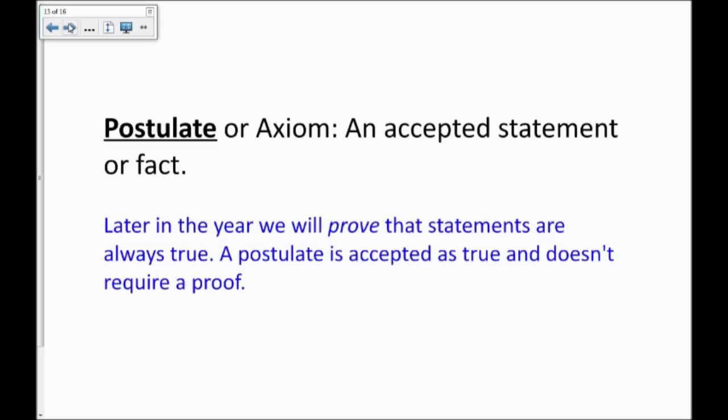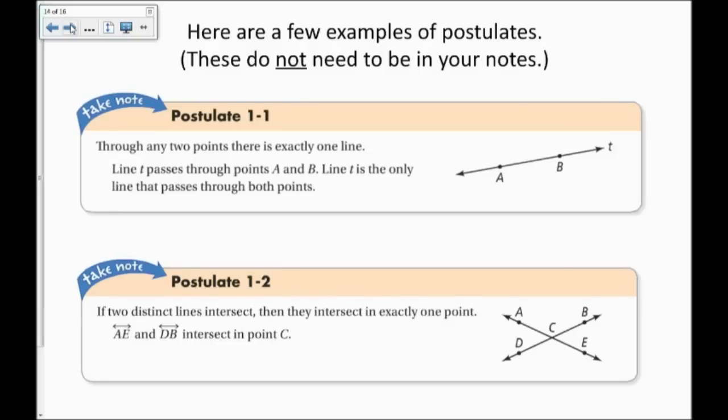Okay, a postulate or an axiom. This is the last idea in this section. A postulate is an accepted statement or fact. Later this year, we will talk about proving that statements are true. A postulate, on the other hand, is accepted as true and doesn't require a proof. It's just accepted to be true, and that's what a postulate is. Here are a few examples of postulates. These do not need to go in your notes. I just want you to be exposed to some postulates.